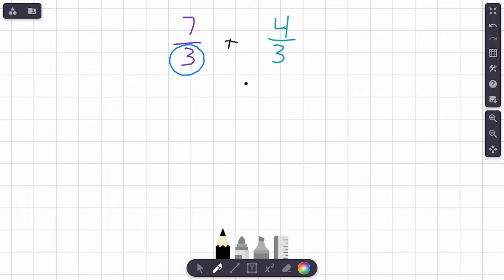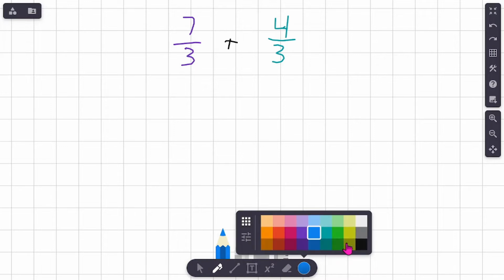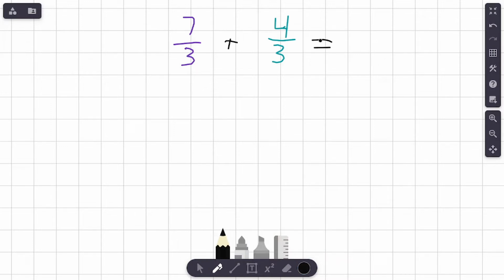Okay, so here we go. Let me change the color of my pen. Let's add these numerators. 7 plus 4. 7 plus 4 is 11. Now, what's the denominator going to be? Do we add the denominators? No. Remember, just because we have improper fractions, that does not change how we would add fractions. Denominator stays the same, and here is our improper fraction. Our improper fraction would be 11/3.